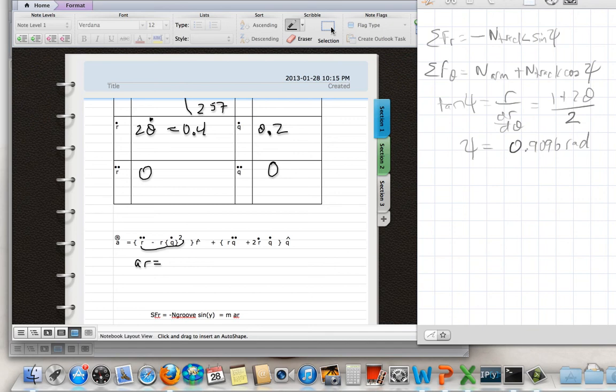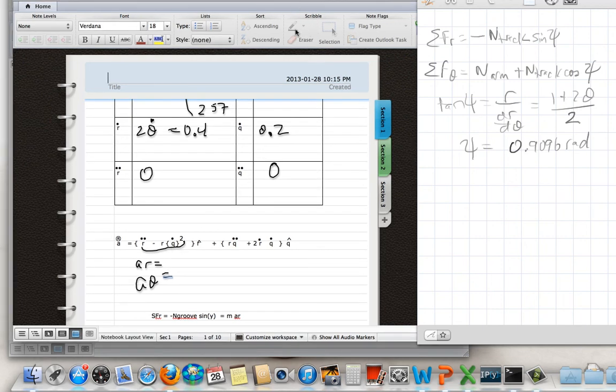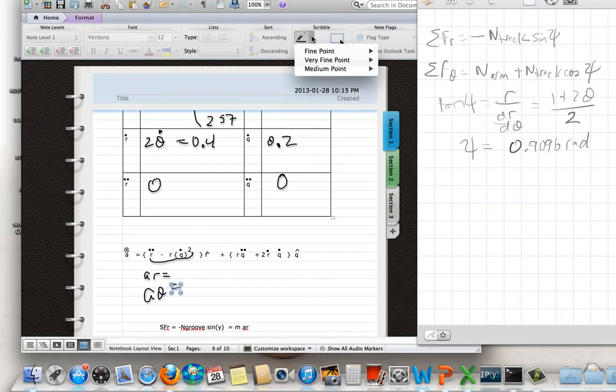Let's just pause here for a moment. Okay, so when you put in that negative 2.57 times 0.2 squared, you get a radial acceleration of minus 0.103, and then this term is 0 for the theta acceleration, and it's 2 times 0.4 times 0.2. You get a theta acceleration of positive 0.16.